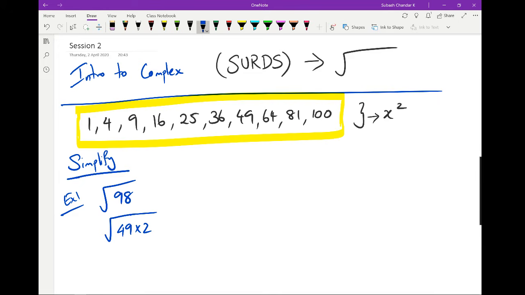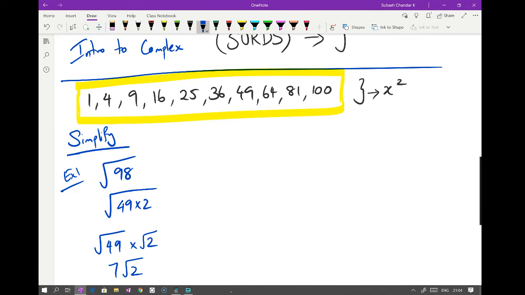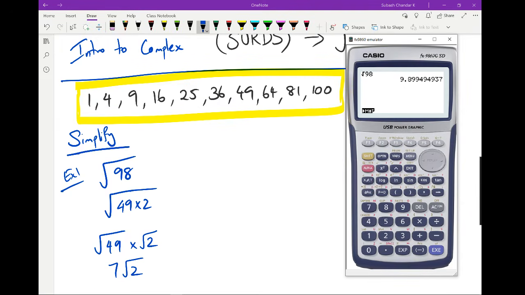Remember yesterday how we did this. I think with the level 2s I did this yesterday, but pretty much the same idea happens here. What you have here looks like this: square root of 49 multiplied by square root of 2. Square root of 49 is 7, and then square root of 2, we can't really do anything, so we just leave it as this. And this becomes your answer that's actually simplified.